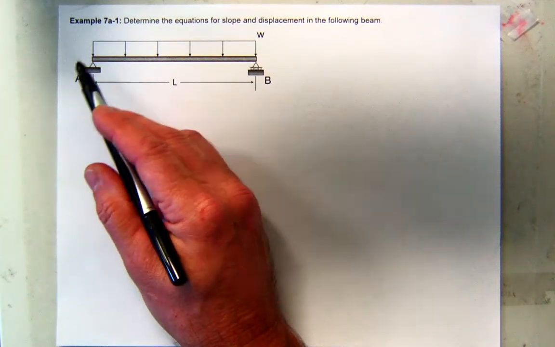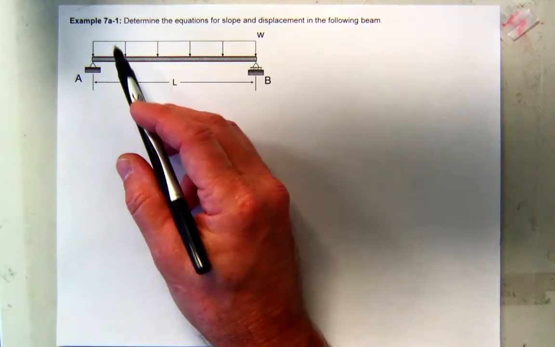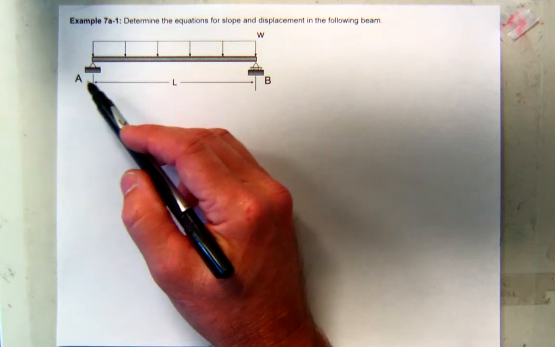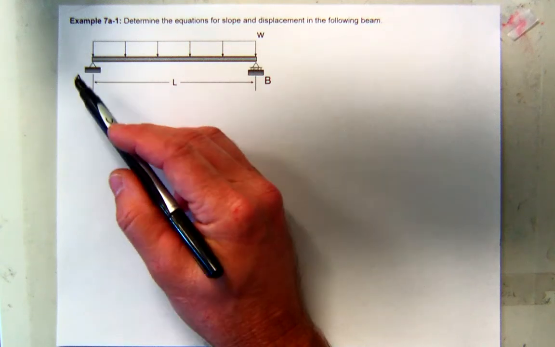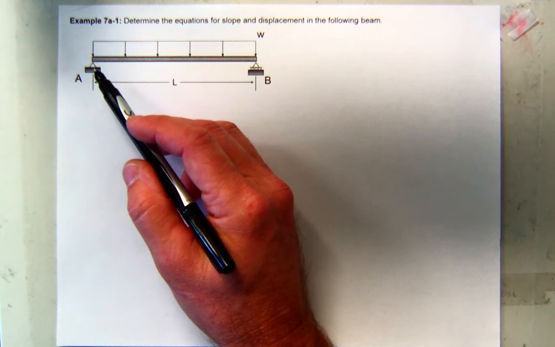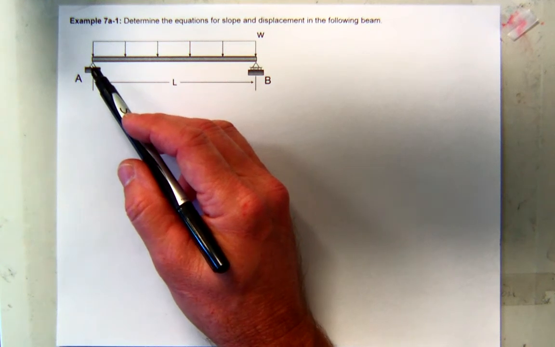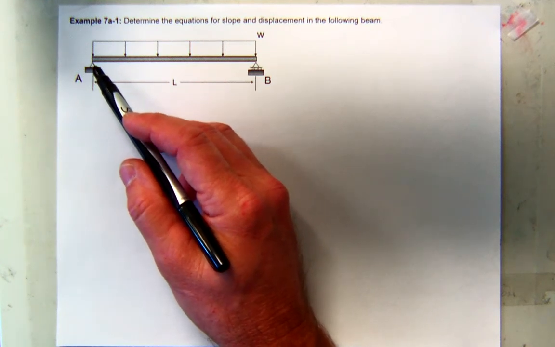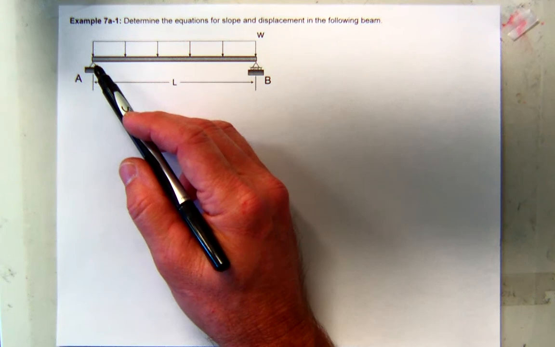And you can see here at A, we have a pin connection. So do we know anything about slope and displacement at a pin? What's the displacement there? It will rotate, but it will not displace. So we know the displacement is 0. We don't know what the slope is.